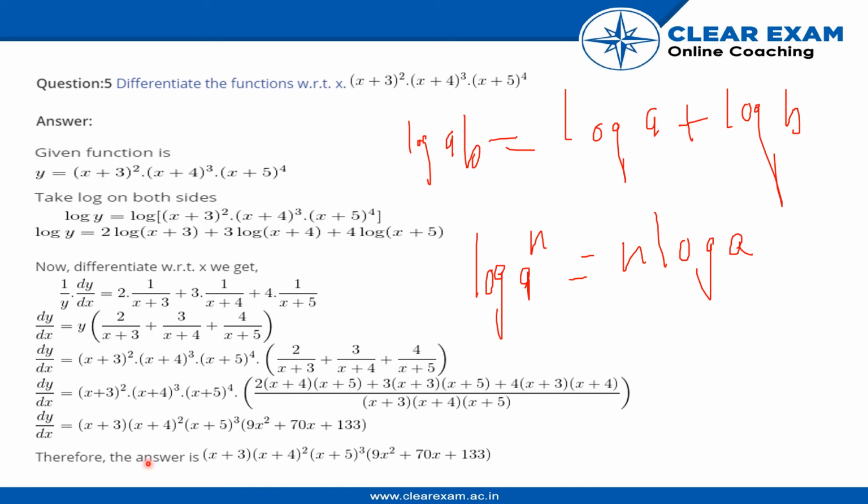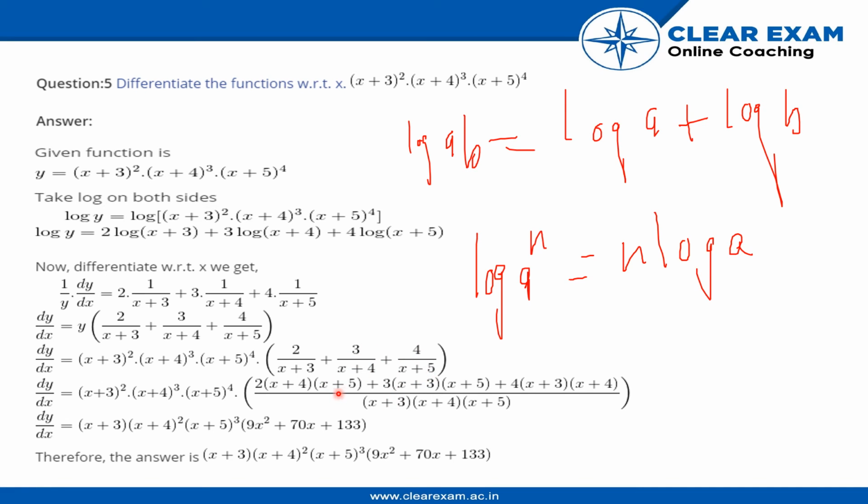Now differentiating with respect to x on both the sides, we get (1/y) dy/dx = 2/(x+3) + 3/(x+4) + 4/(x+5). Cross multiplying y on the other side, we get y times (2/(x+3) + 3/(x+4) + 4/(x+5)) equals dy/dx. Replacing the value of y as (x+3)^2 (x+4)^3 (x+5)^4 whole into 2/(x+3) + 3/(x+4) + 4/(x+5).